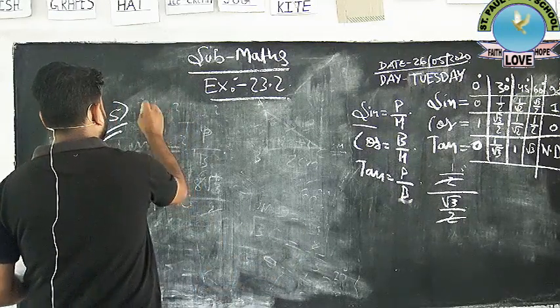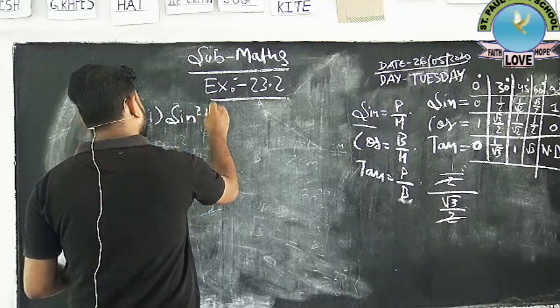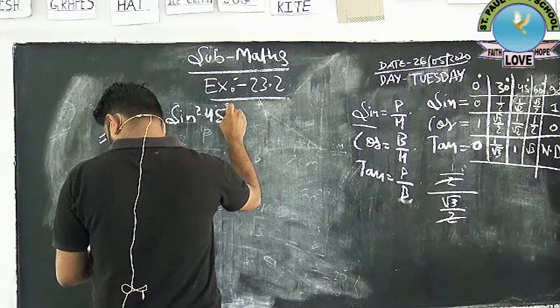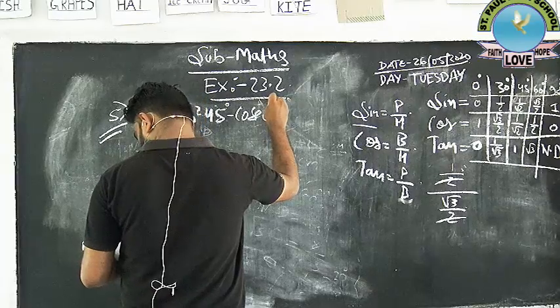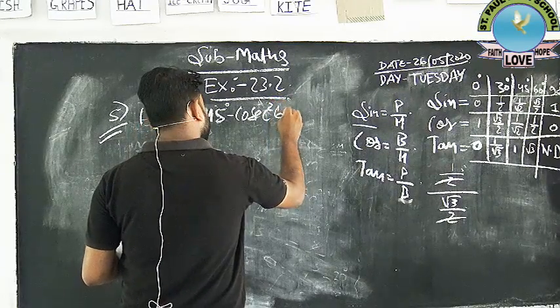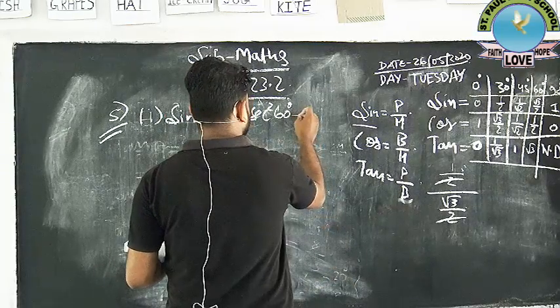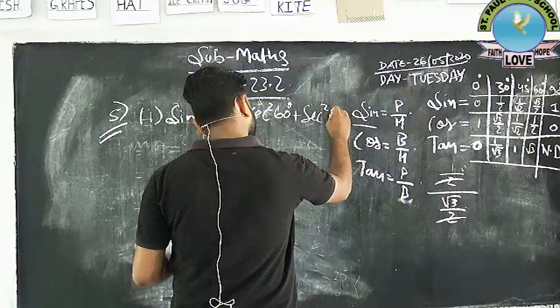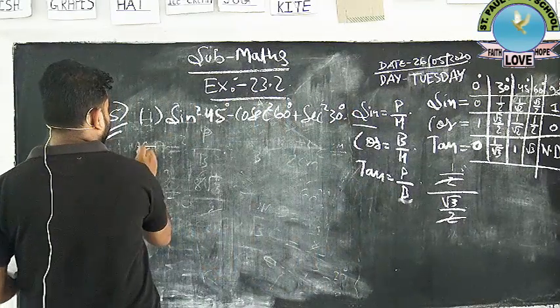So 5.1, okay. What question do we have? Sine square 45 degree minus cosec square 60 degree plus sec square 30 degree. So how to calculate this?